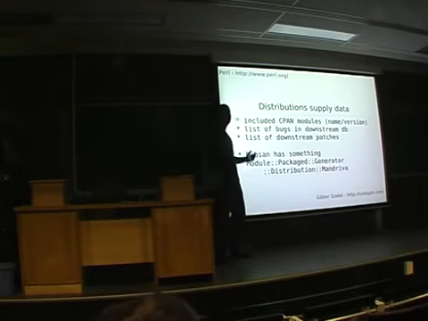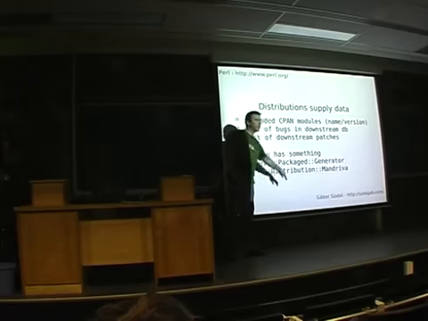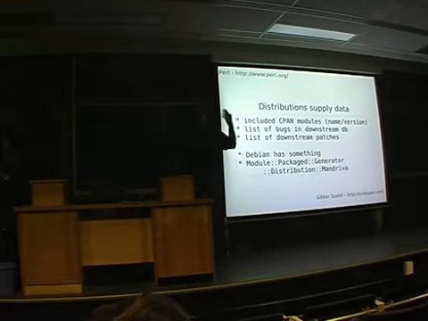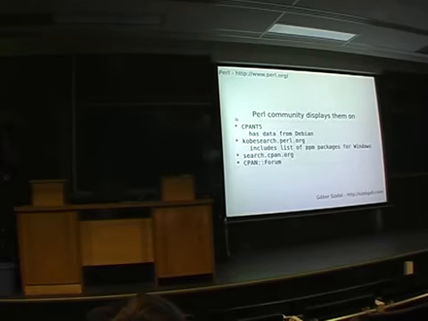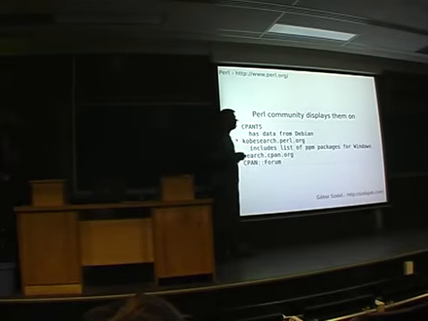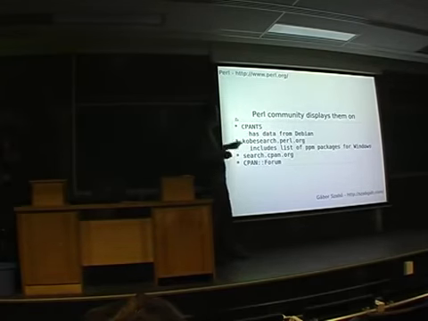From the CPAN side, we probably need to see how other distributions can create the same module for themselves and then create the reporting. That would be great, and then we'll see how we can go on from there, from this data. So once we have all this data from the various distributions, we can display them on the CPAN related sites of the Perl community. There is CPAN.